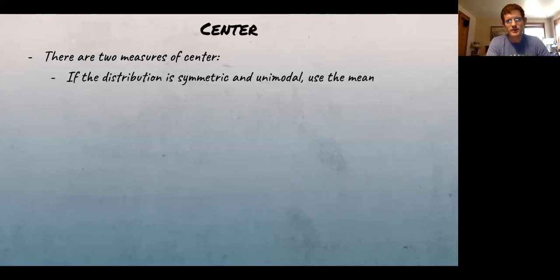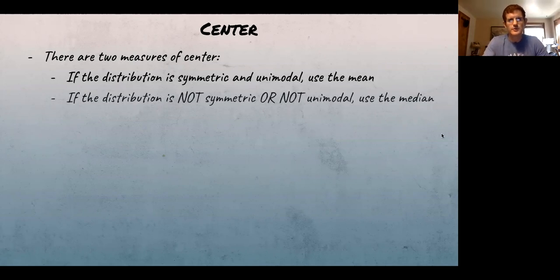So the center, there are 2 measures of center. Again, if the distribution is symmetric and unimodal, or if it's uniform, use the mean. If the distribution is not symmetric or not unimodal, use the median. And I should add, I'll draw in here, you can have a symmetric bimodal distribution, which would look like this. So you'd say that's symmetric. I didn't draw it very well, but you would say that's symmetric, but bimodal. So we wouldn't want to use mean and standard deviation. We'd use median and interquartile range.